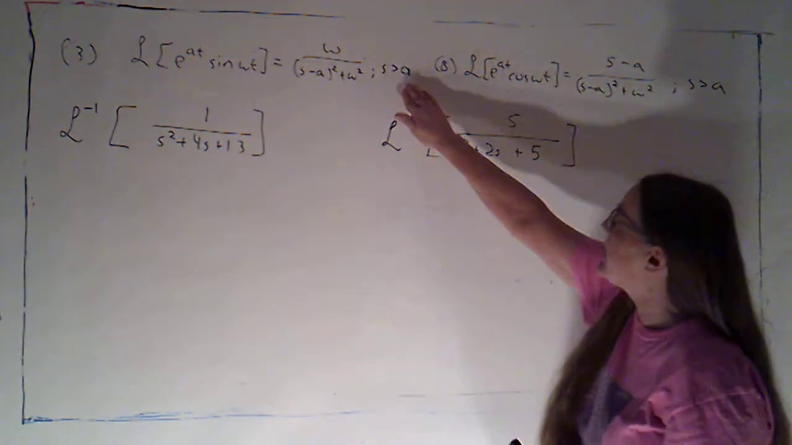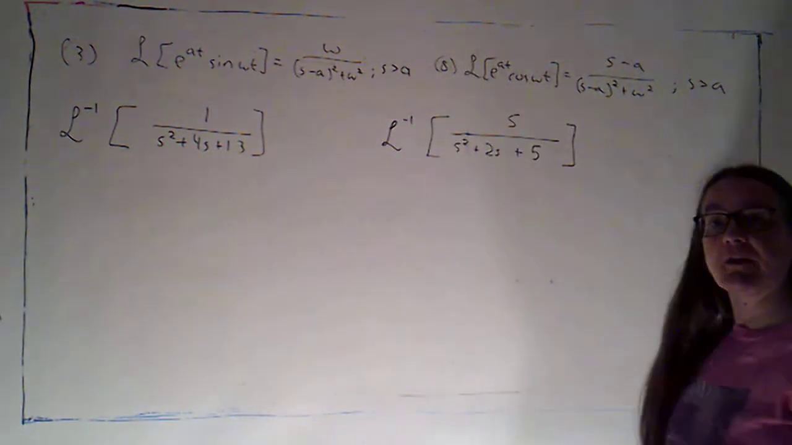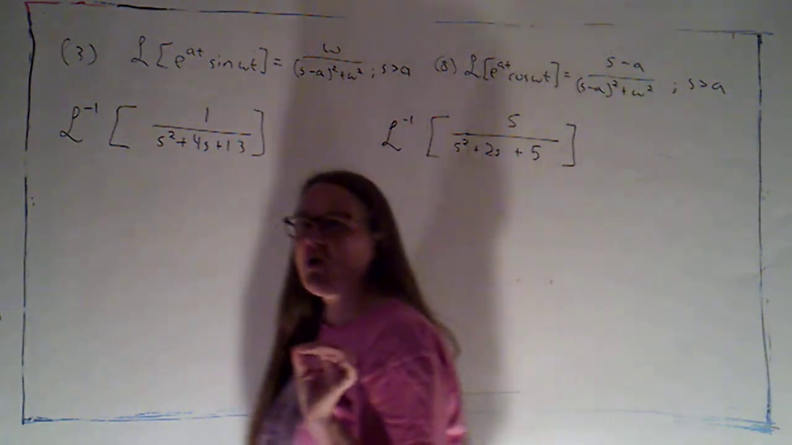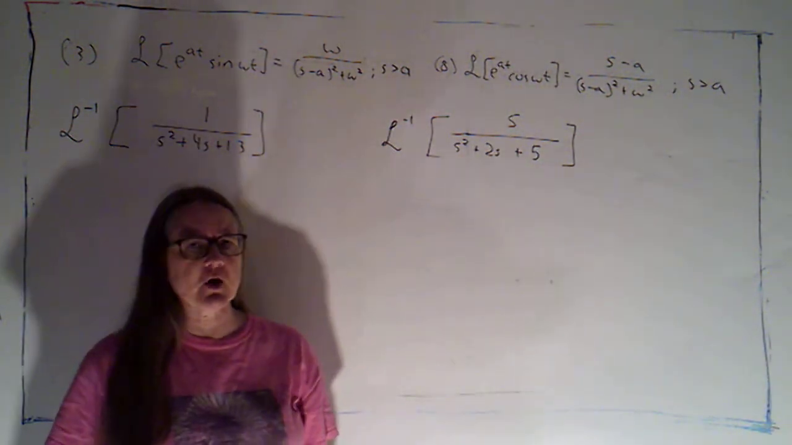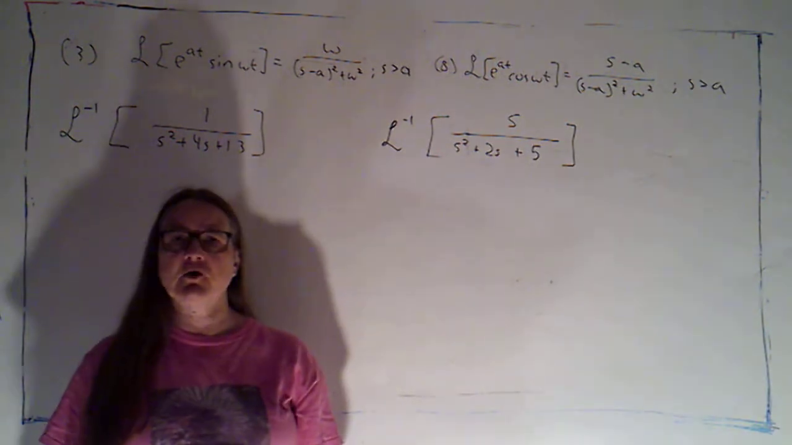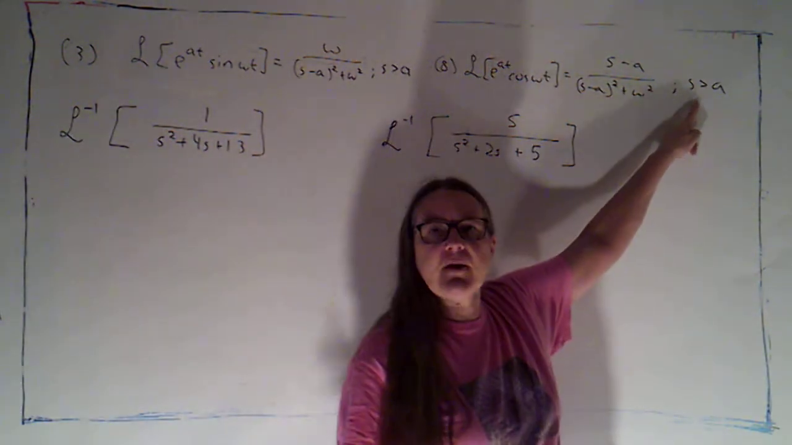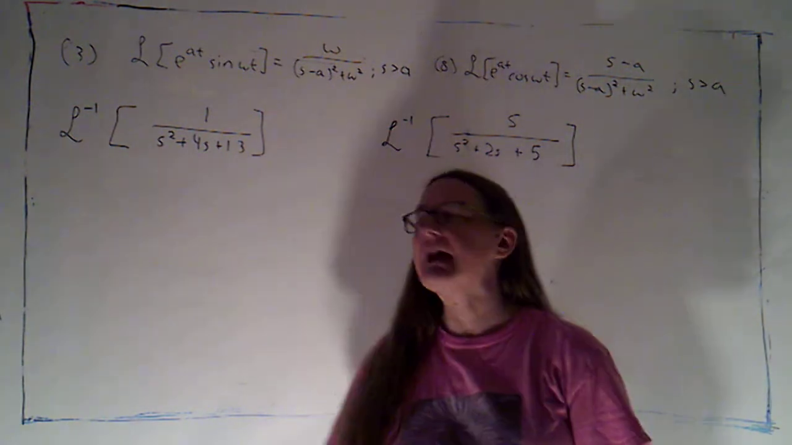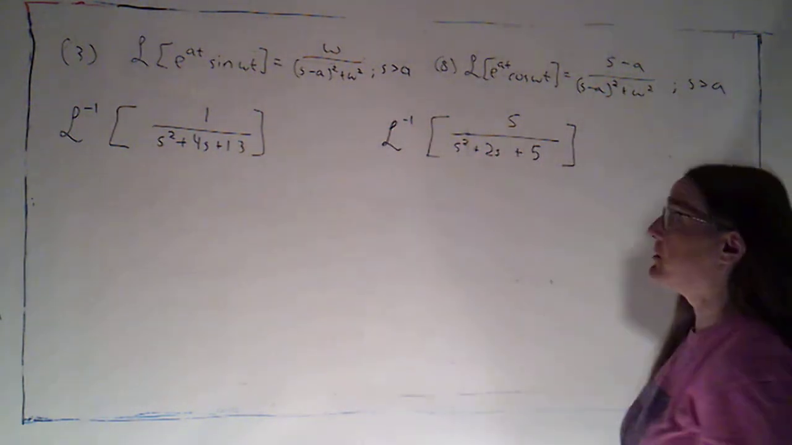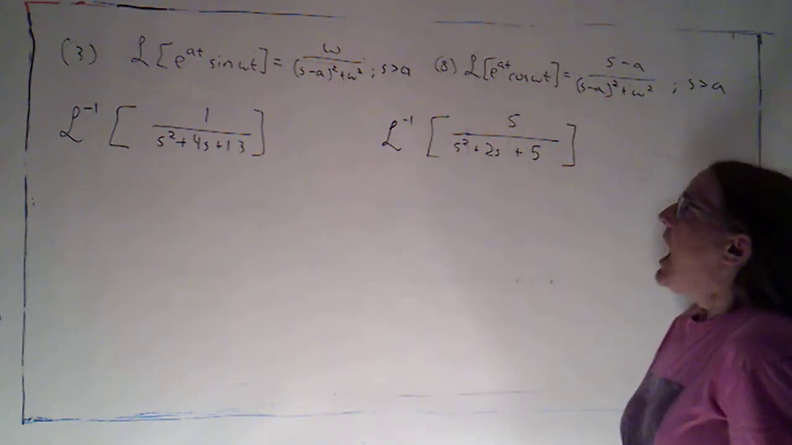For both of those, we have the restriction that s has to be bigger than a, and I will again just caution you, use the formula sheet, don't use the table that's found in your book. The table that's found in your book gives correct formulas, but it's got some missing information. There are several formulas where they leave off the restriction on a that we need to have, and these are two of those. Okay. All right.